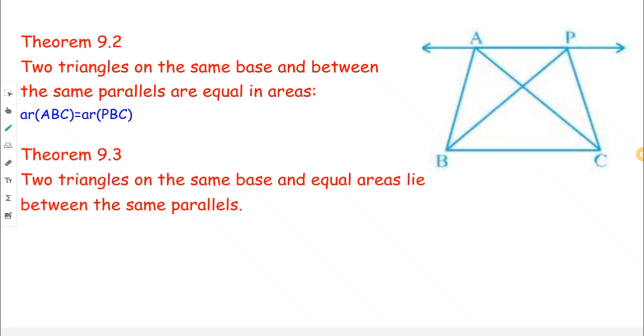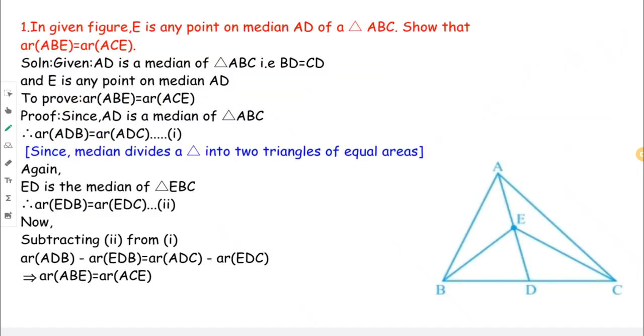Now the next is the converse. Two triangles on the same base and having equal area. So same base, and let's say the area of triangle ABC equals the area of triangle PBC. If they're on the same base and they have equal area, we can simply conclude that their heights will be the same, or they'll be between the same parallels. All right.